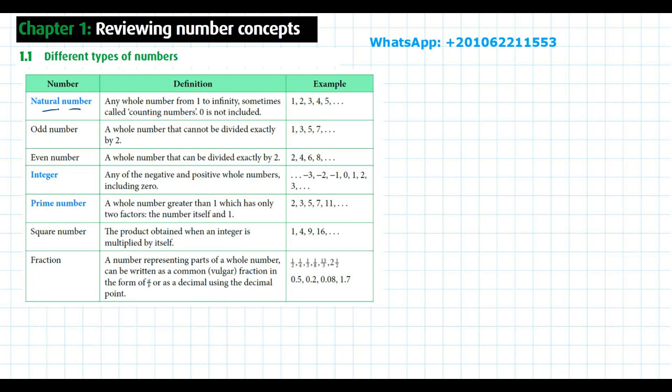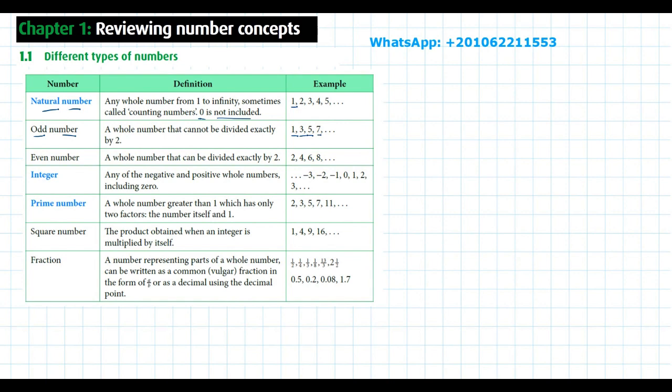First of all, natural numbers consist of what? They consist of numbers starting from 1 till infinity, and 0 is not included, as you noticed. The second set is odd numbers. The definition for this set is a whole number that cannot be divided exactly by 2, such as 1, 3, 5, and 7. We cannot divide them by 2.